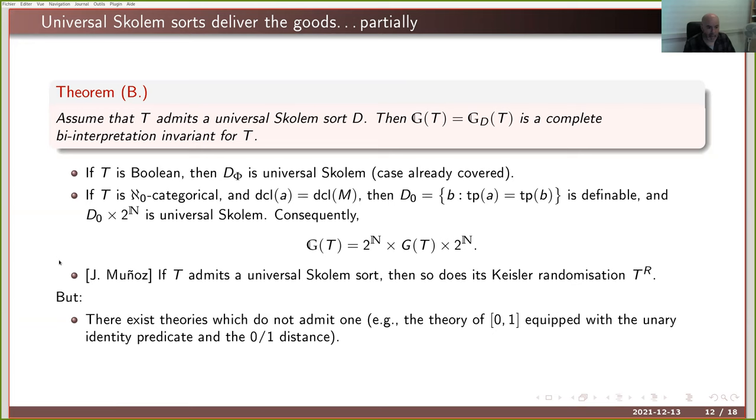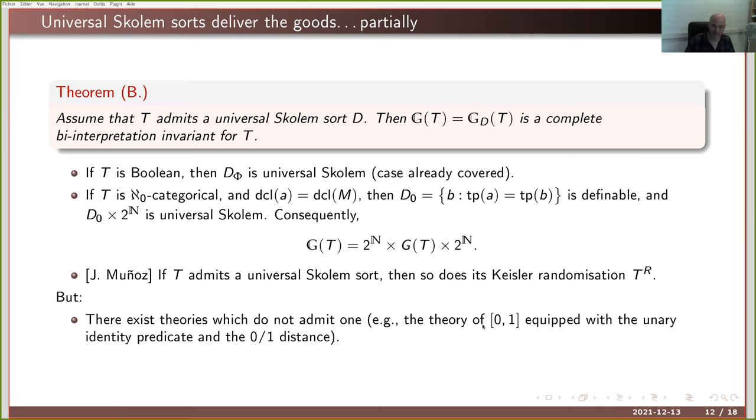Anyway, I also mentioned another result, which is not covered by the first two, and which is interesting because of the hopeful relation with Keisler randomization. So my student Jorge Munoz proved that if T admits a universal Skolem sort, then so does the Keisler randomization. So in particular, if T is a non-aleph-naught-categorical Boolean theory, then T^R is a non-aleph-naught-categorical continuous theory that still admits a universal Skolem sort. And he gave an explicit construction. Okay, but still it's not good enough. There exist theories which do not admit such a sort. I gave you an example, it's not very important. It just doesn't cover all cases.